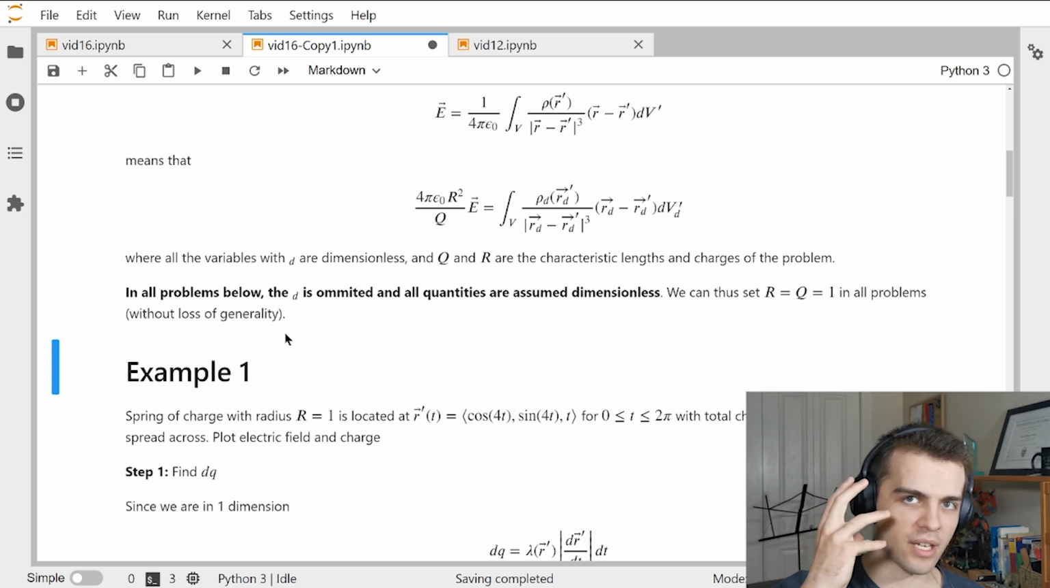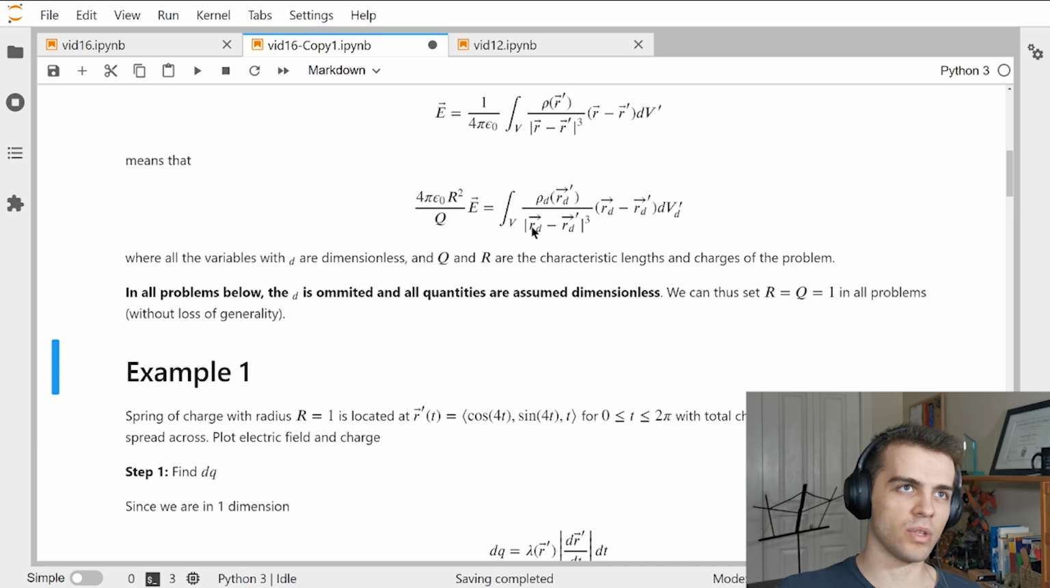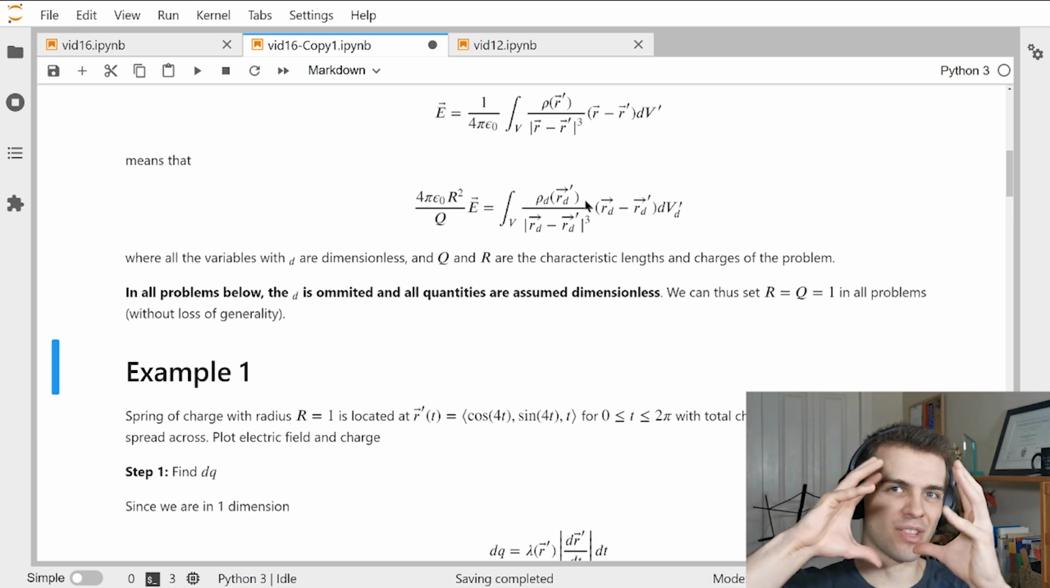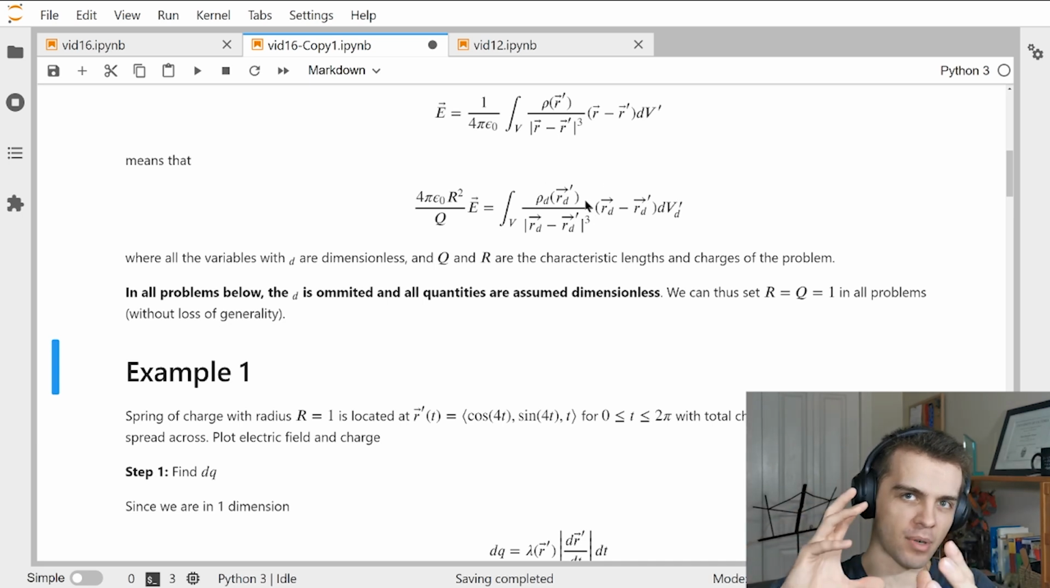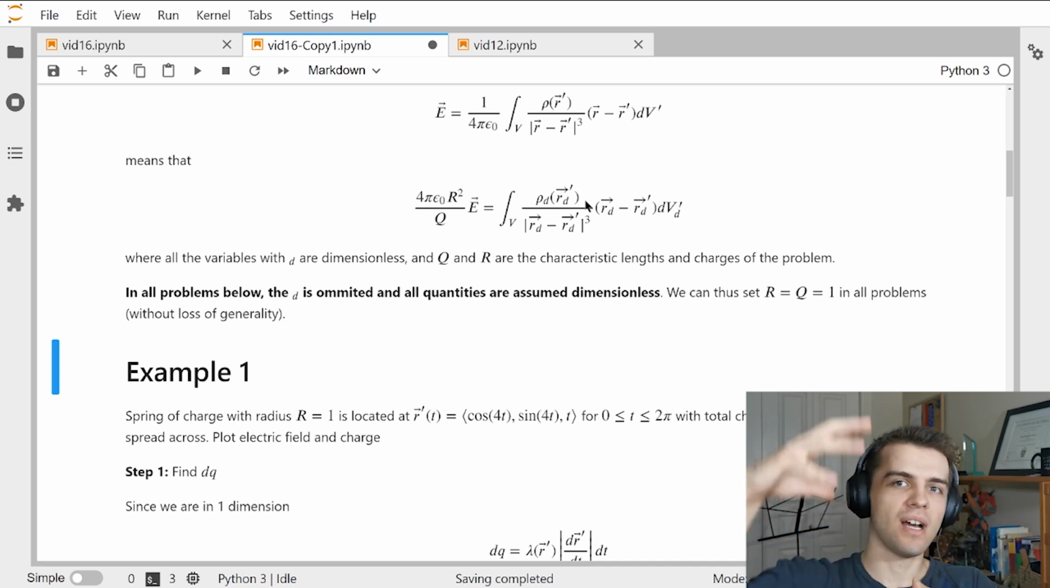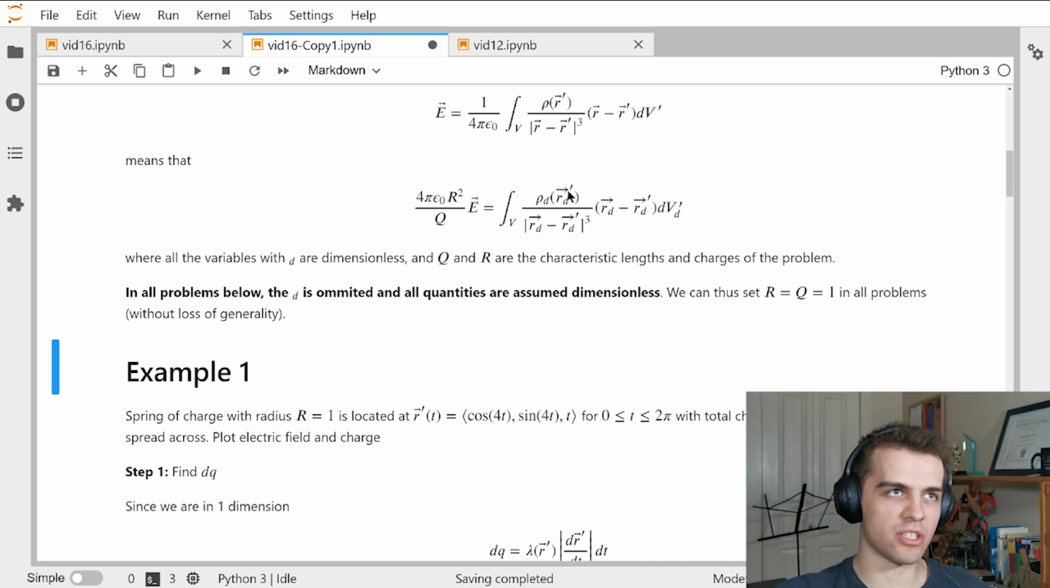I encourage you to think carefully about what that means here. It means we can deal only with dimensionless things, and that tells us everything we need to know about the geometry of the problem. And the magnitude of the electric field is just scaled by adjusting R and Q after the fact.